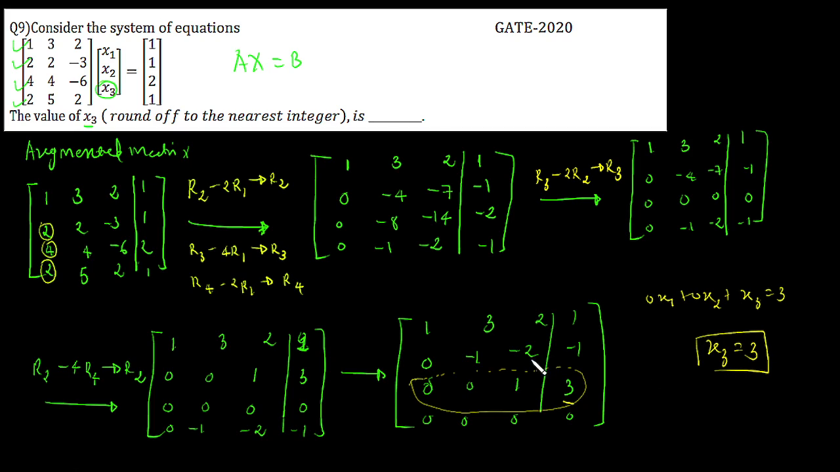In the same way, you can also find the value of x2 from this second row and the value of x1 from this first row, but they're asking only about the value of x3, which is 3. And this type of process is called back substitution, because we are going from the back. First we find the value of x3, and then we find x2, and then we find x1. So this kind of process is called back substitution. So now let's move to the last question for this video.